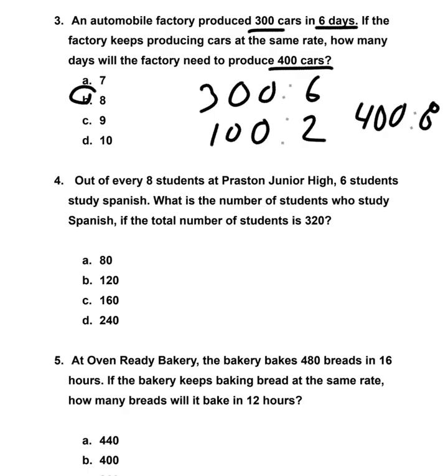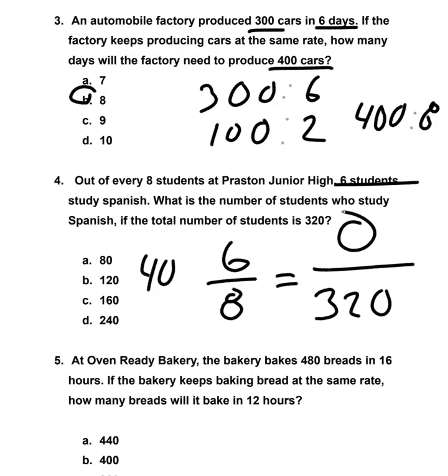Out of every 8 students in Preston Junior High, 6 students study Spanish. What is the number of students who study Spanish if the total number of students is 320? So right here, we would do 320 divided by 8, which is equal to 40. So to get this part here, you would multiply 40 by 6, and 40 times 6 is equal to 240.